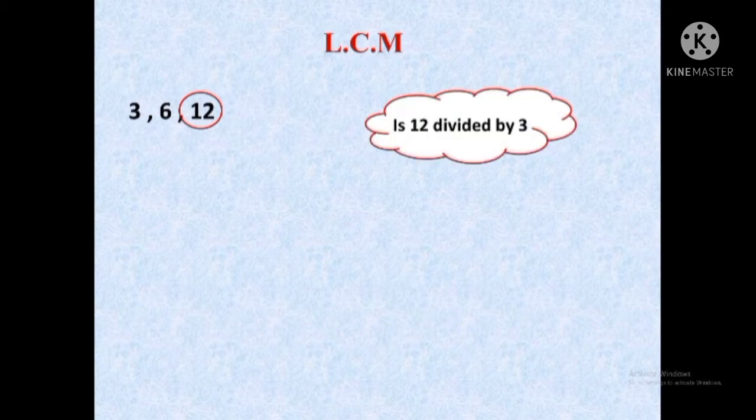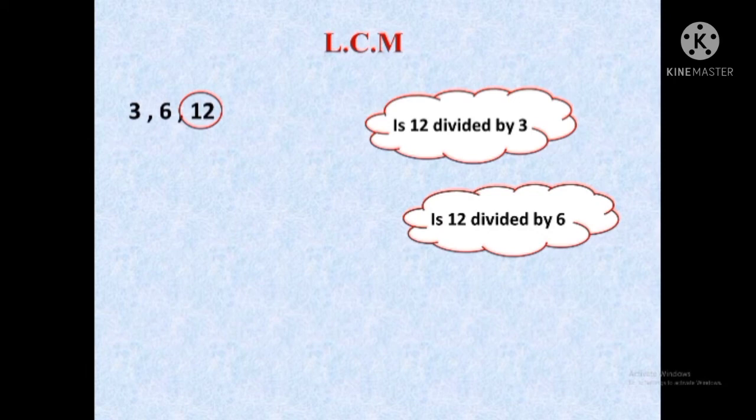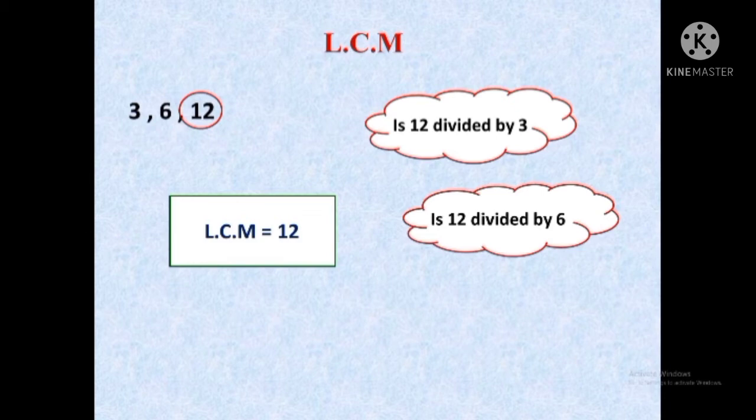So, let's find the LCM for the numbers 3, 6, 12. In order to use this trick, first we are supposed to find the biggest number. The biggest number among these numbers is 12. Let us take a note of that. The next step is to check whether the biggest number is divided by the numbers 3 and 6. First let us check for 3. Is 12 divided by 3? Yes, 12 is divided by 3. Next we are going to check whether 12 is divided by 6. 12 is divided by 6 also because 2 sixes are 12. Since the biggest number is divided by the other two numbers, the LCM is the biggest number, 12 only.